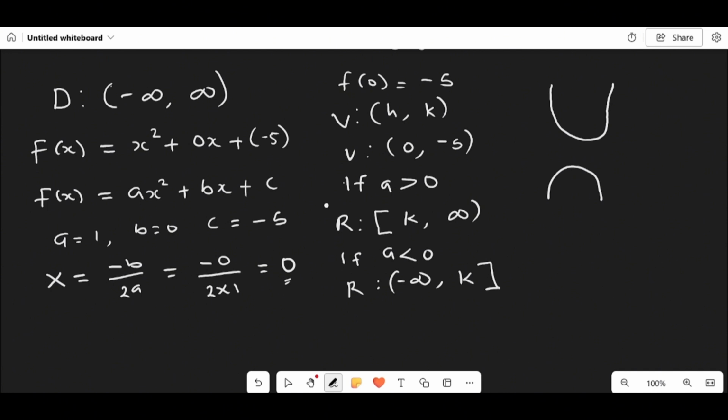But in this case, the value of a is greater than 0. That means that we are going to use this format. So our range is square bracket minus 5 comma infinity close bracket. And this square bracket simply means that negative 5 is inclusive.